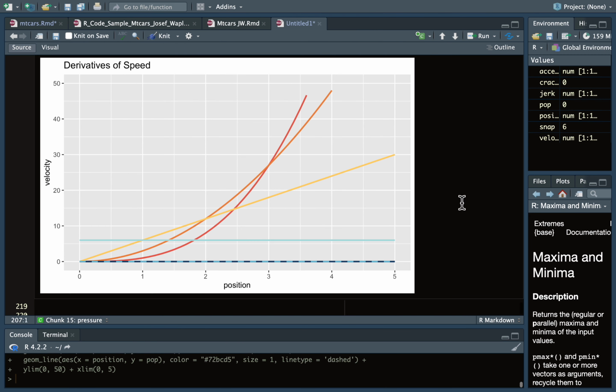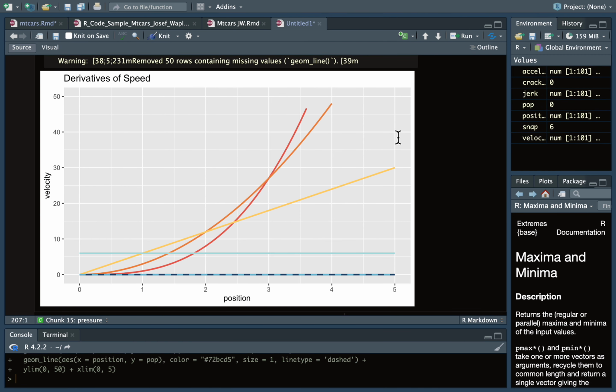I'm going to zoom out just a bit. Here is my graph, the derivatives of speed. The red here is that cube, and then the change in speed over time is acceleration. That becomes a little bit flatter, a little bit less of a dramatic line. And then when you get to jerk, that's the second derivative here. Here it's a totally linear line, and then snap is completely flat at 6.